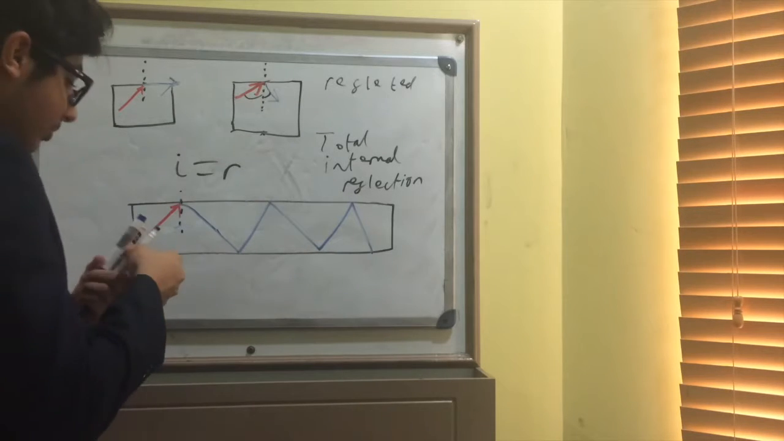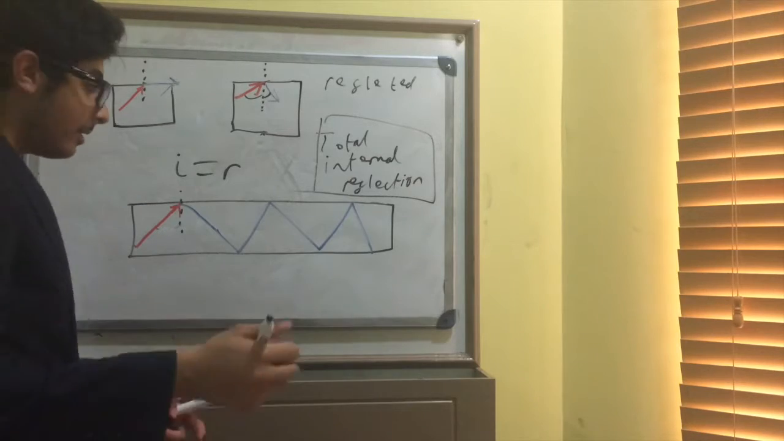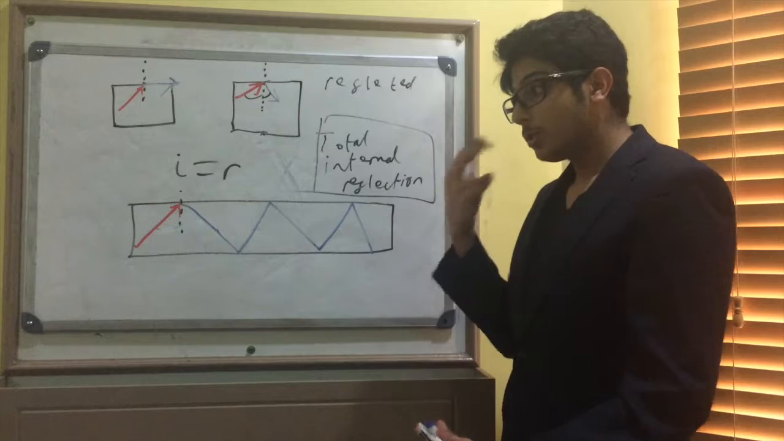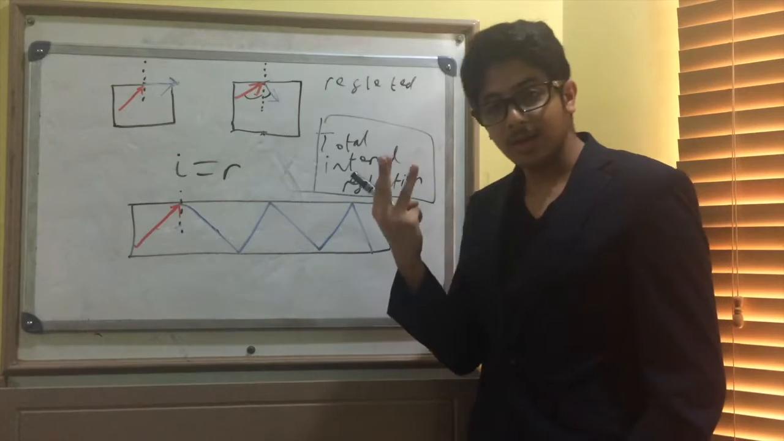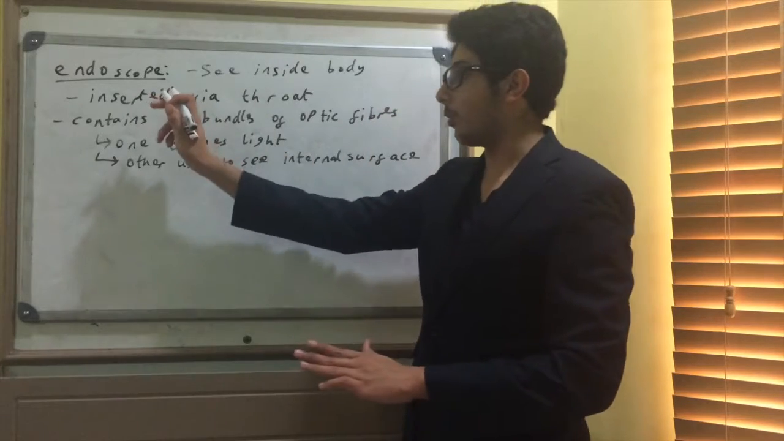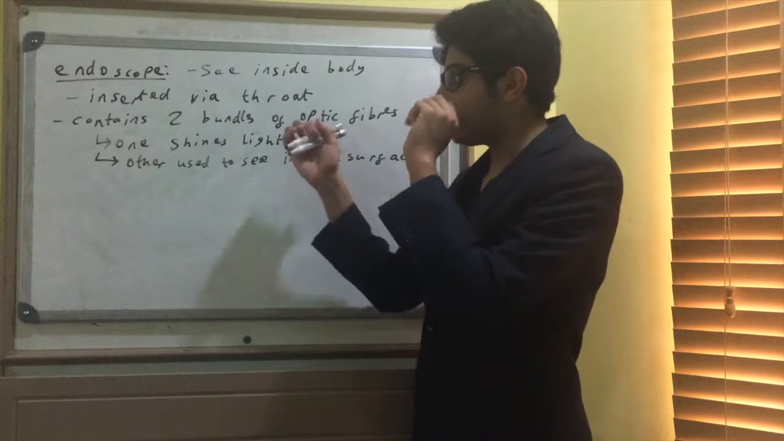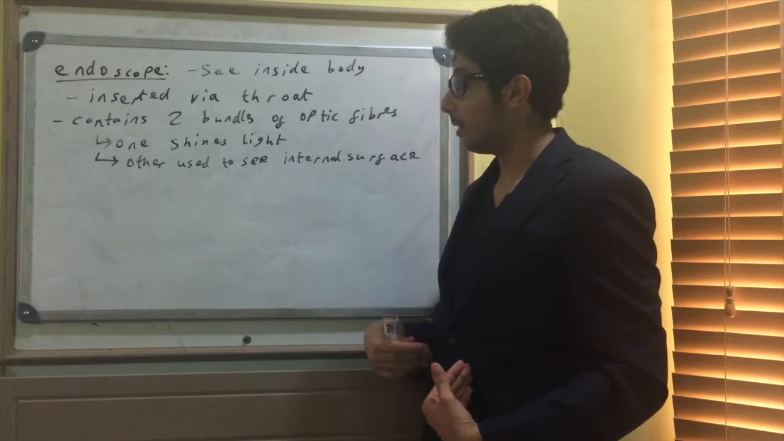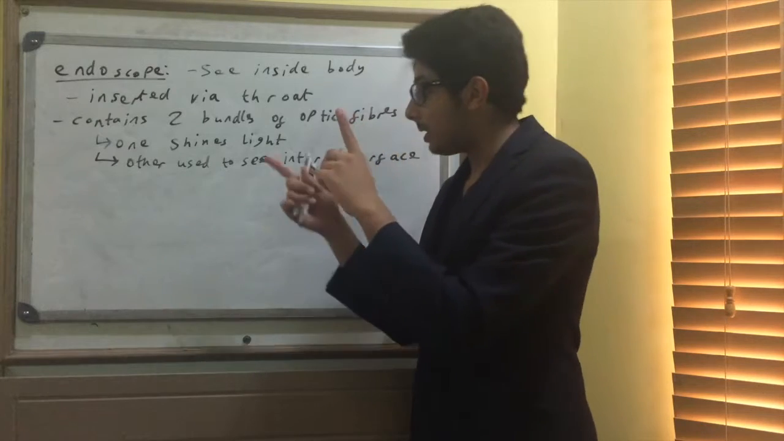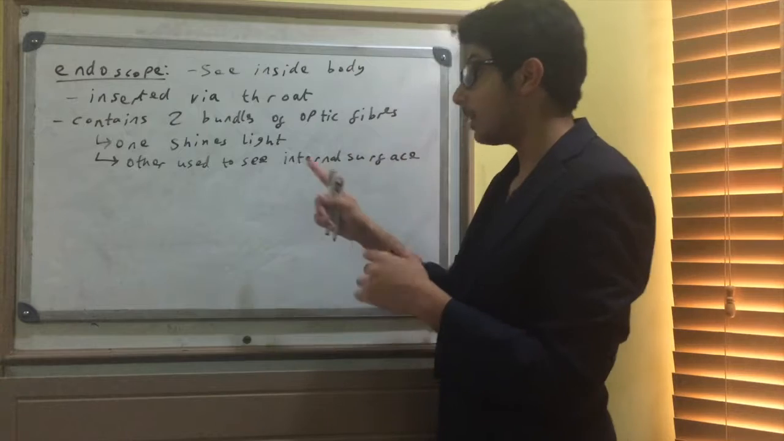And that is total internal reflection. And it has many uses, two of which, okay, maybe three, we'll go over next. Okay, so let's look at the endoscope. The endoscope is a medical device that is used to see inside the body, and it is inserted via the throat. It contains two bundles of optic fibers, which I shall explain what they are next.